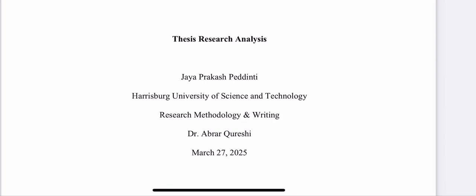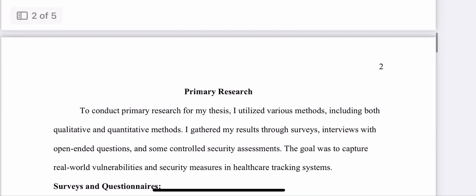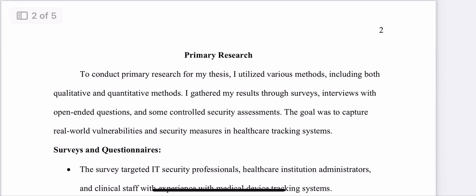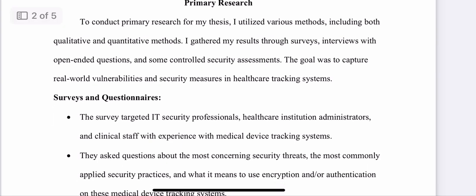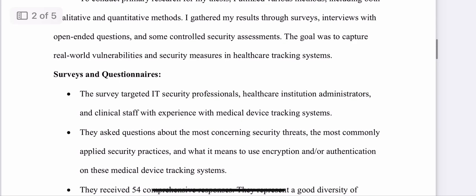This is my thesis research analysis. The primary research. To conduct primary research for my thesis, I utilized various methods, including both quantitative and qualitative methods. I gathered my results through surveys, interviews with open-ended questions, and some controlled security assessments. The goal was to capture real-world vulnerabilities and security measures in healthcare tracking systems.